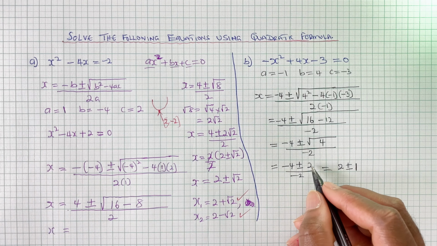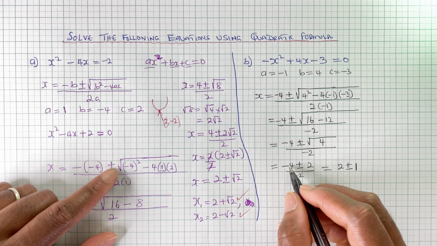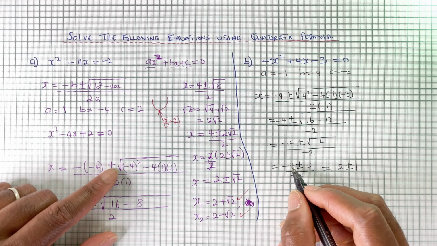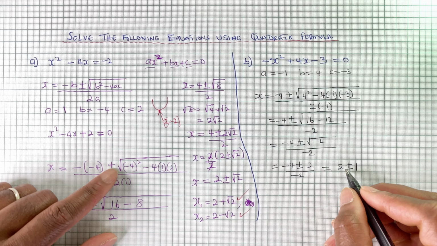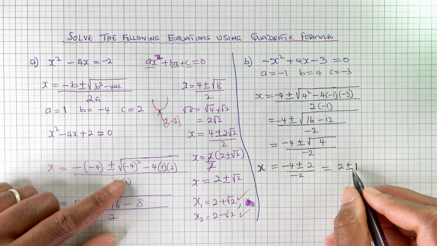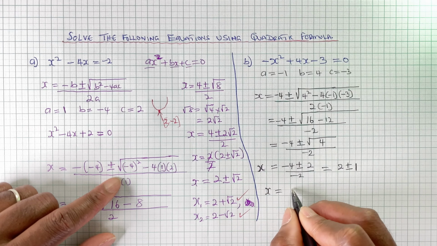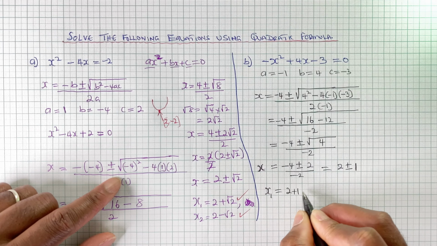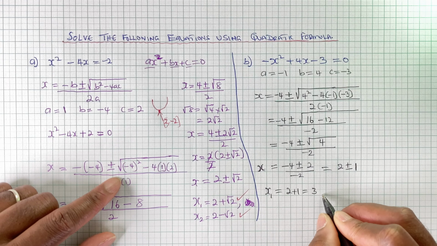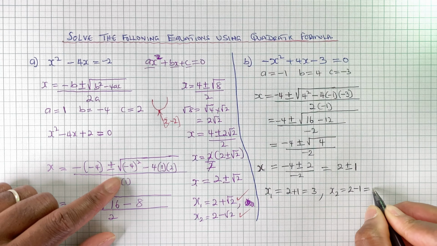So otherwise, take minus 2 out as a common factor, and then you get 2 plus or minus 1. So again, it's 2 plus or minus 1. So X equals 2 plus or minus 1 in this case. So the final answer will be X1 will be 2 plus 1, which equals 3, or X2 will be 2 minus 1, which equals 1.